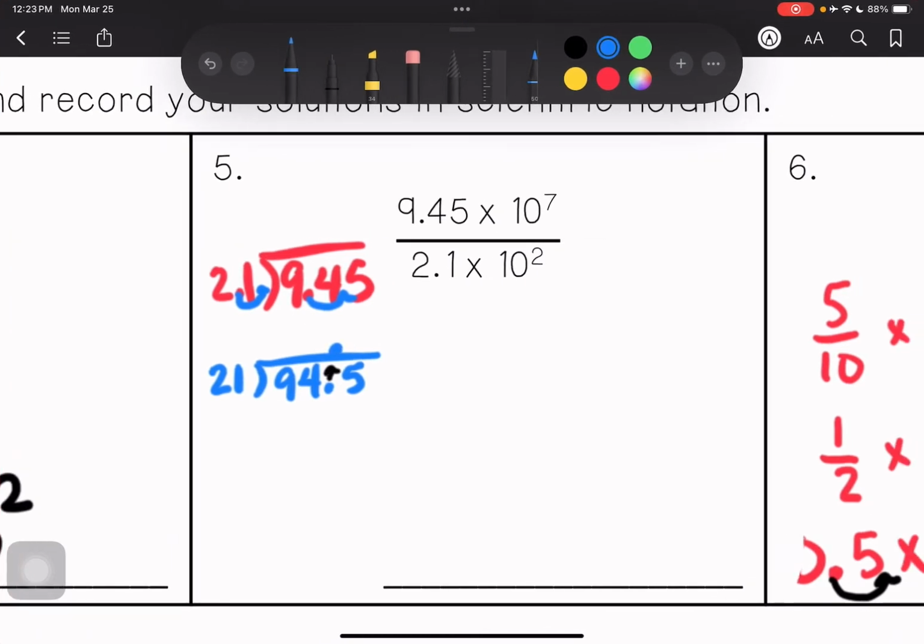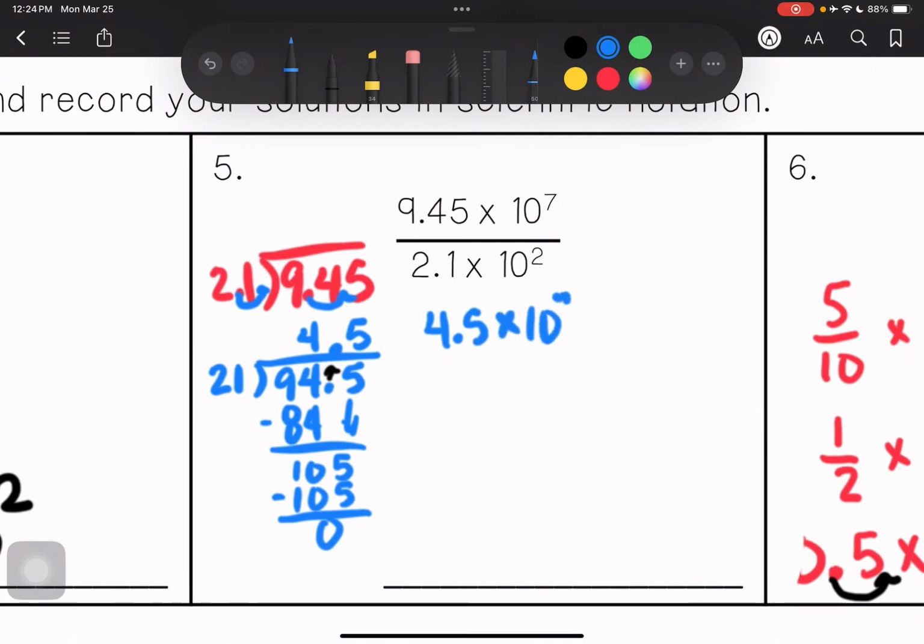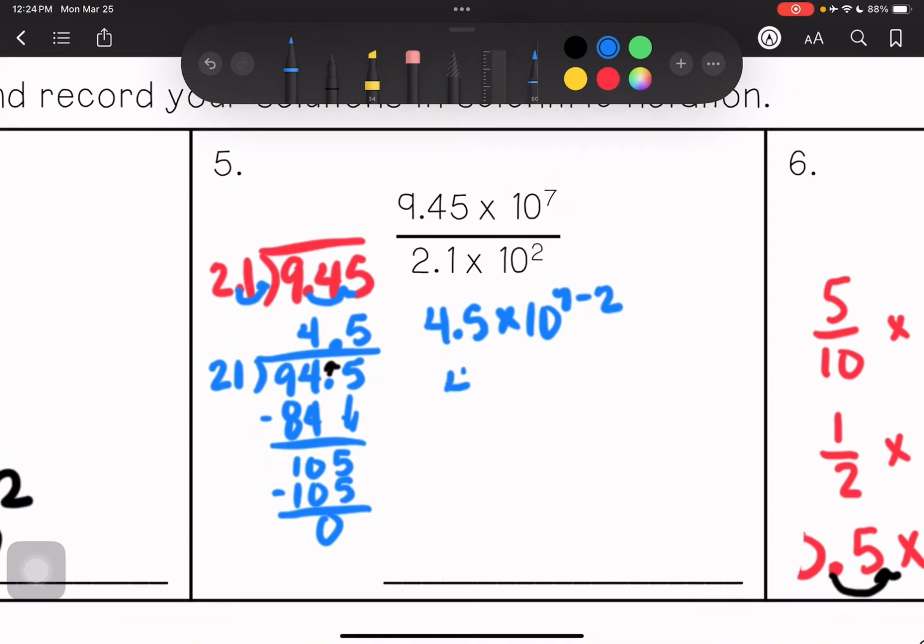You want to bring up your decimal and divide regular. So 21 goes into 94 4 times. 4 times 21 is 84. You subtract, you get 10. Bring down your 5. 21 goes into 105 5 times. 5 times 21 is 105. Subtract. You don't get a remainder. So now I have 4 and 5 tenths times 10 to the 7 minus 2 because we're dividing. So 4 and 5 tenths times 10 to the 5th power is your answer.